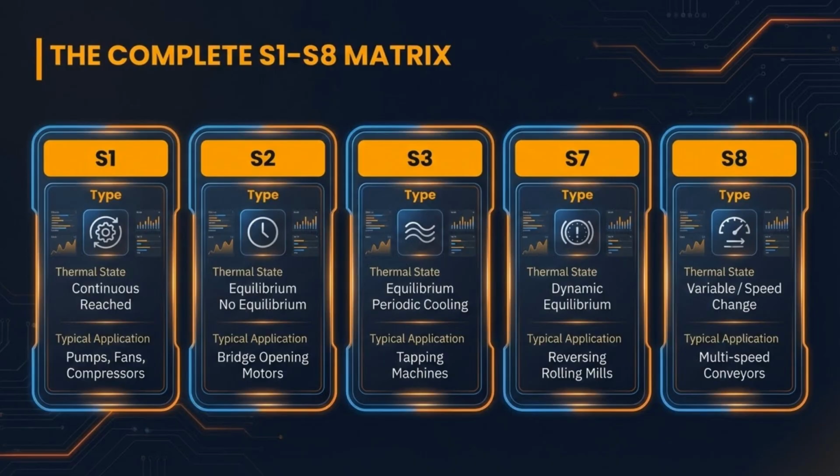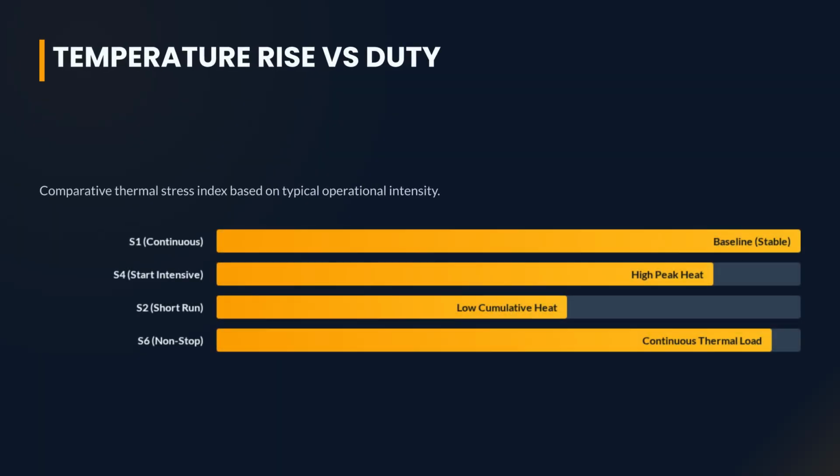S7, reversing rolling mills, reaches a dynamic equilibrium. S8, multi-speed conveyors, involves variable speed and load changes. Different duty cycles result in different thermal stress. S1 is the baseline, while S4, with its frequent starts, introduces high peak heat. S6 involves a continuous thermal load, even during no-load periods.